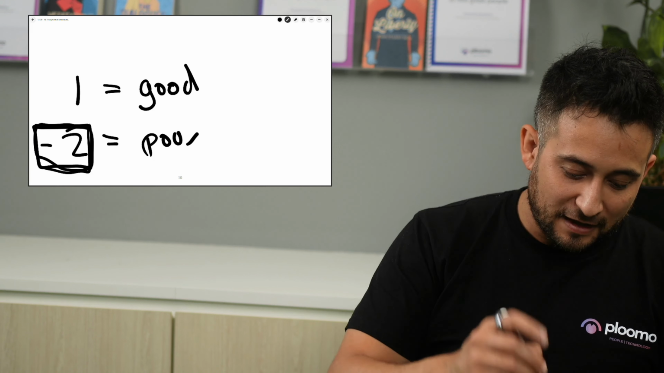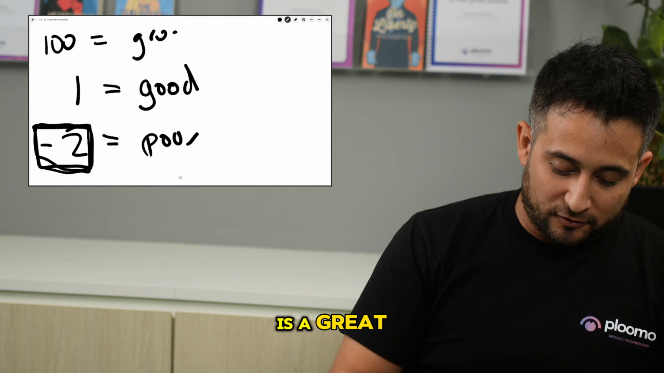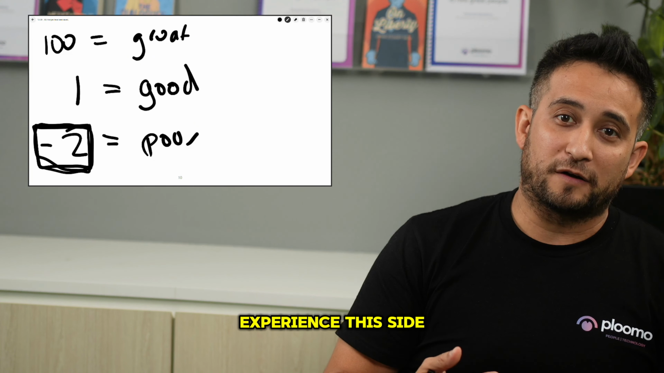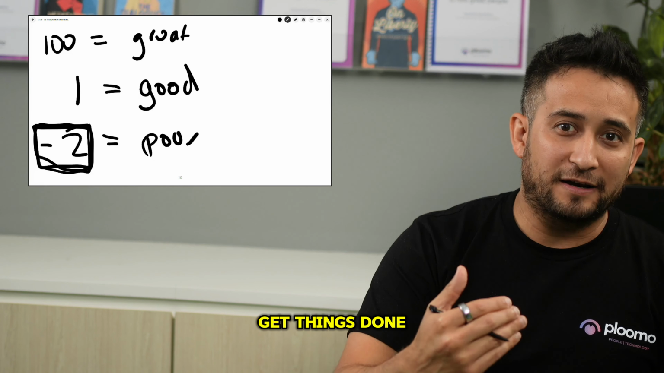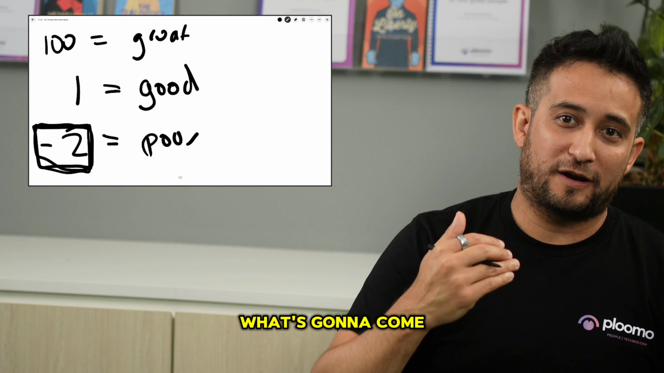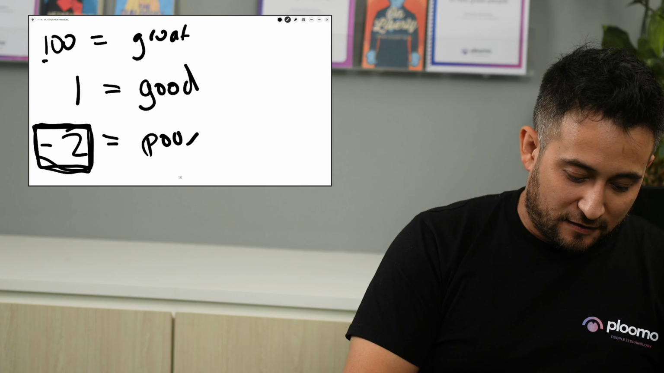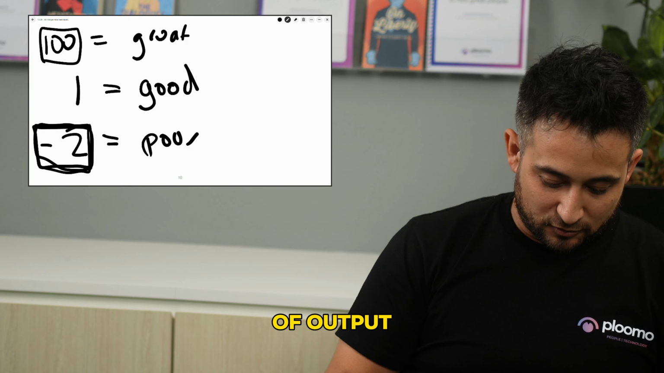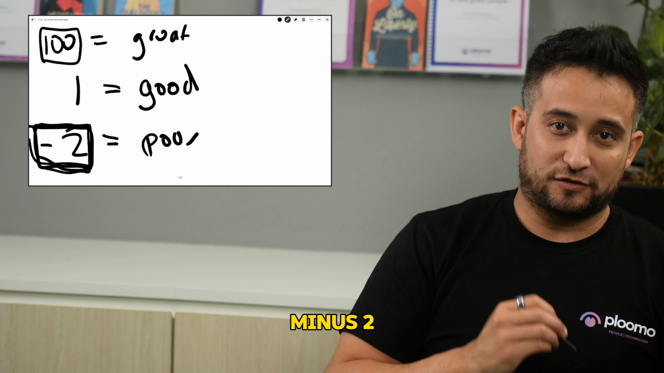And then this is where it gets more interesting. A great person is more like 100. And we've all experienced this side as well. A person that comes in and they just get things done. You trust them, you know what's going to come back is going to be good, and they just keep going and things move fast. A great person is 100 units of output, good is 1, and poor is -2.